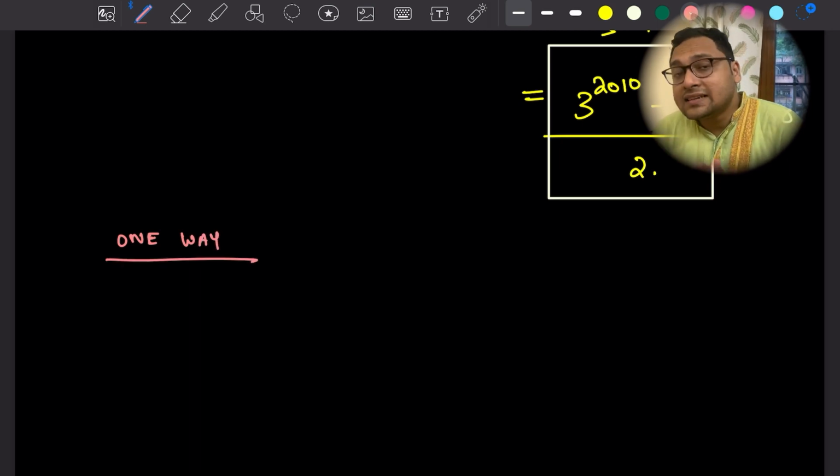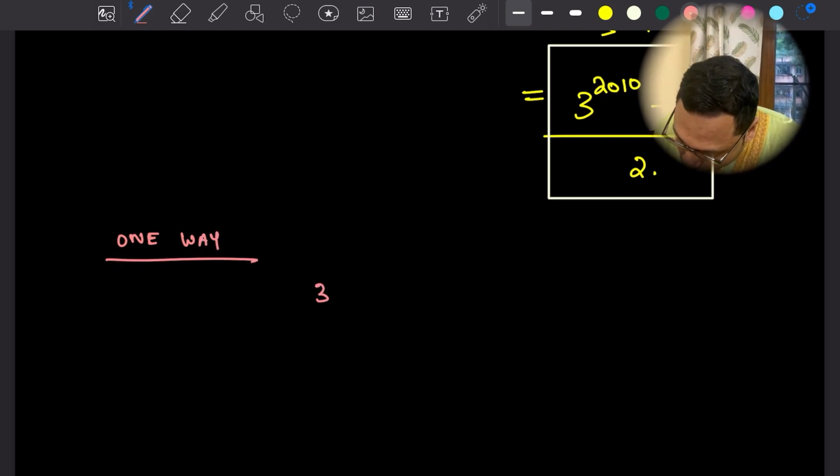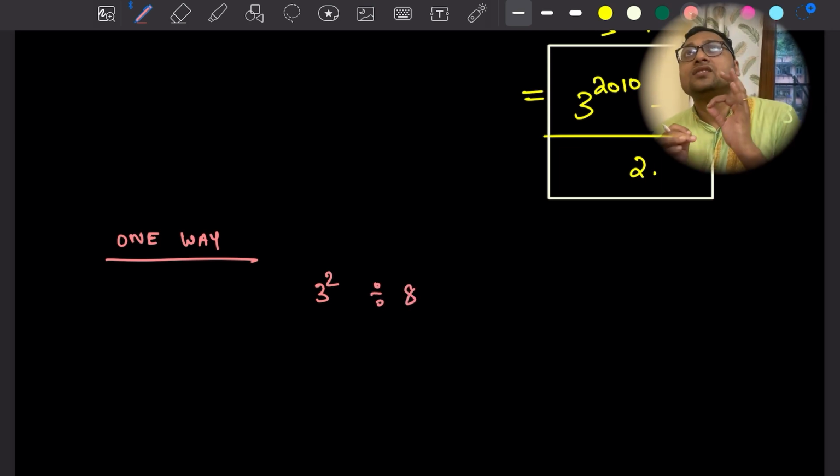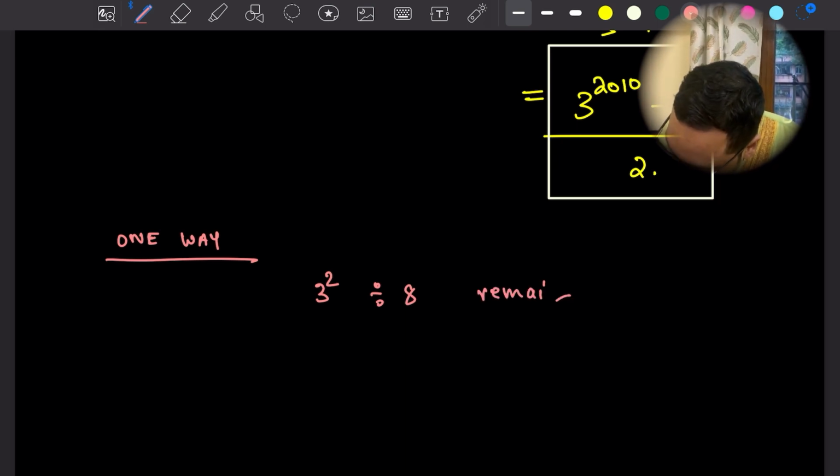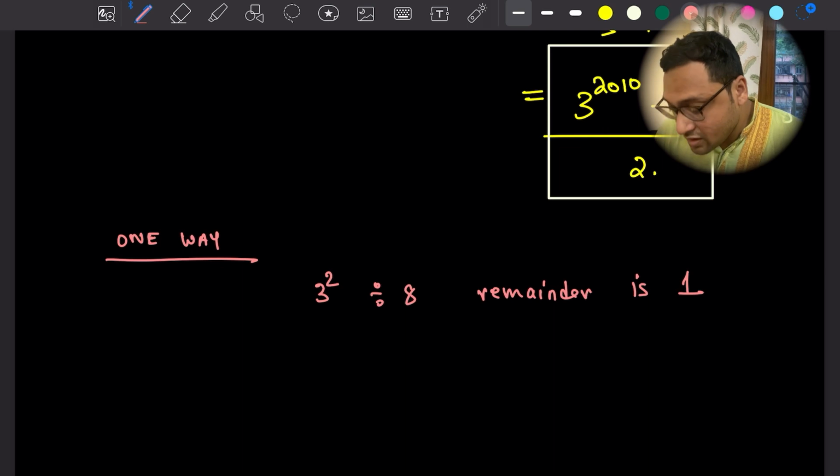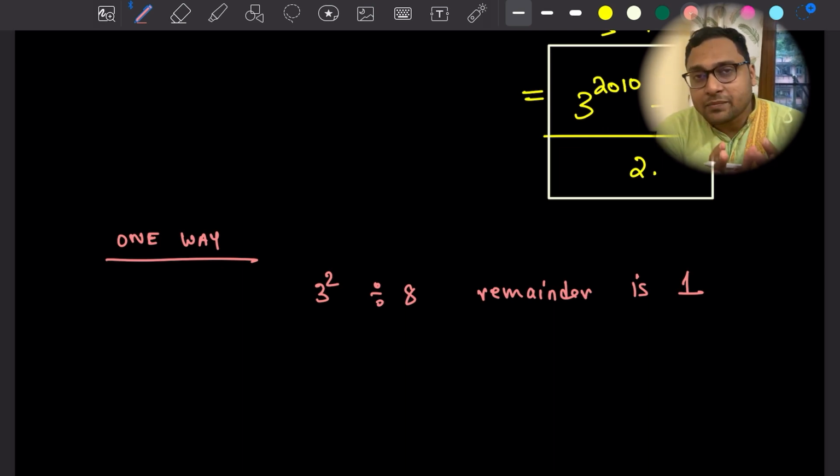You recognize that if you divide 3 squared by 8, that is, 3 squared is 9, so if you divide 3 squared by 8, the remainder is 1. 3 squared divided by 8, 9 divided by 8, remainder is 1.